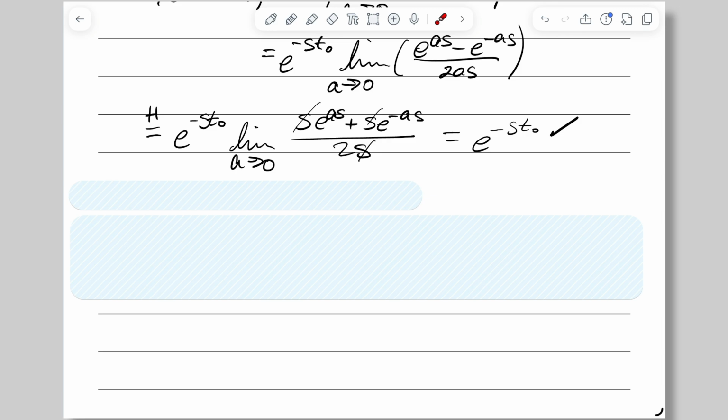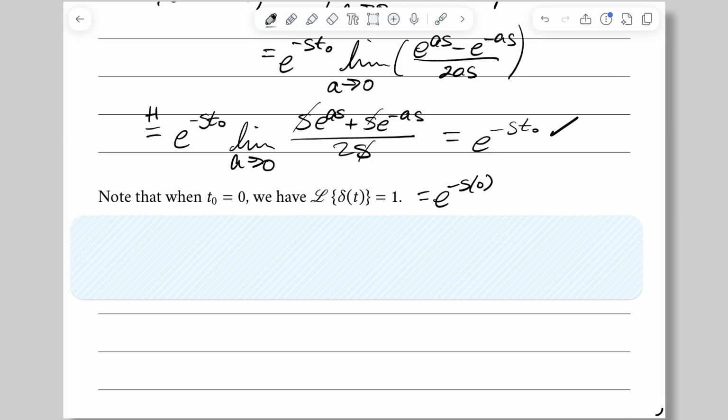We'll close this video out with an interesting fact, and it is that when t naught equals 0, we have that the Laplace transform of delta of t is equal to 1. Note that that is e to the negative s times 0, right? If you're not sure if that's interesting, I mean, it's interesting, right?